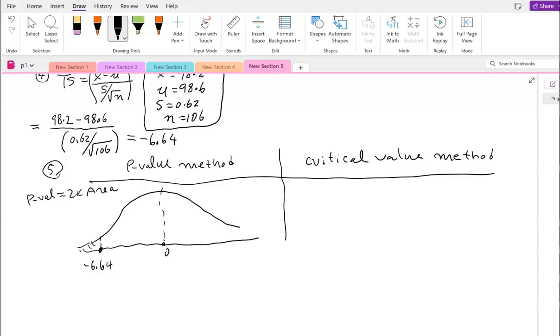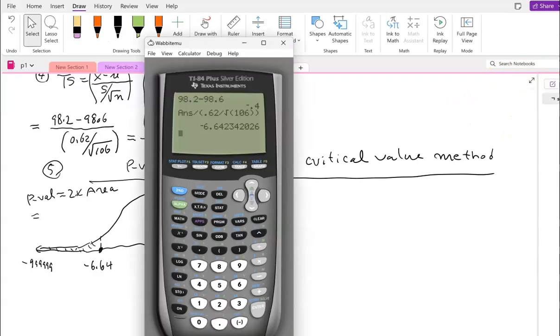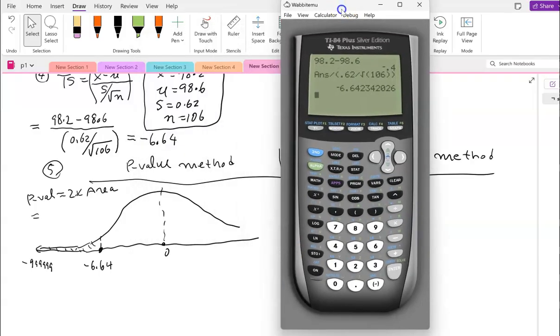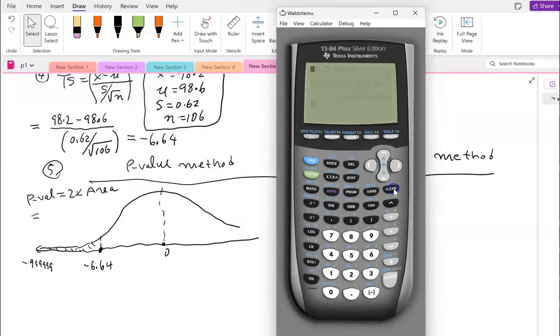Okay. So this is the area. What is the area? If you go all the way to negative 999,999, okay? So, take the calculator out, okay? And then I'm going to find the area. I'm going to clear that.